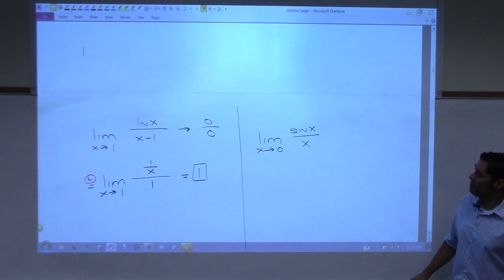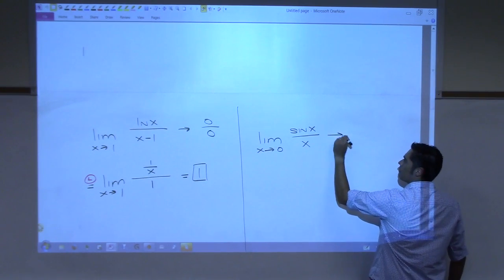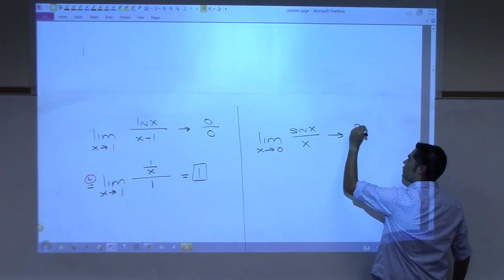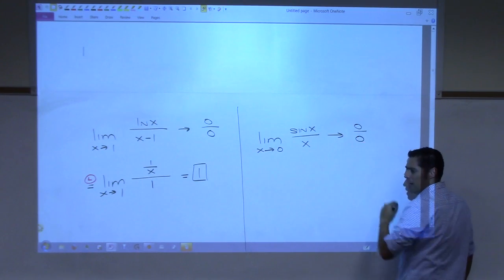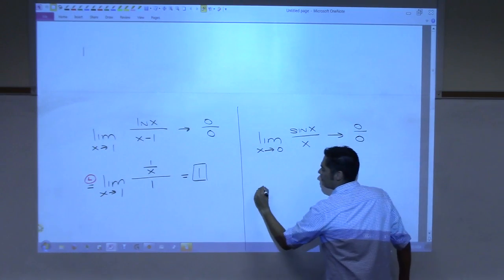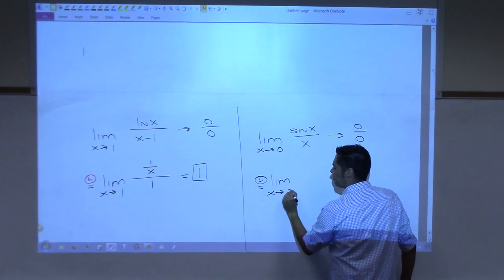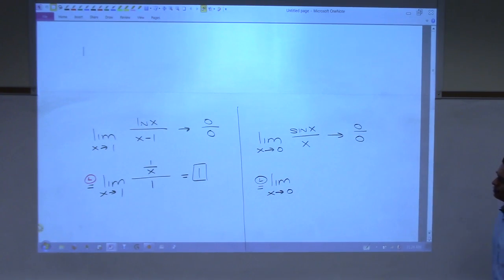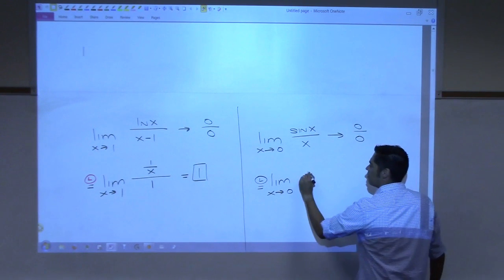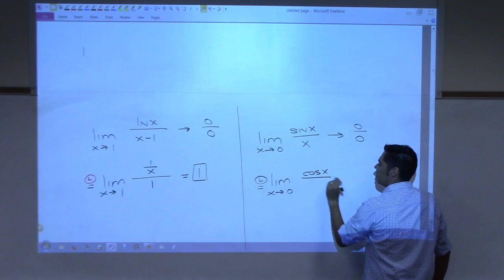So do we have the form that we need to use L'Hopital's rule? Sine of 0 is 0, so we get 0 on top, 0 on the bottom. We do have the form we need, so I'm allowed to use the rule. Here comes L'Hopital right here. And derivative of the top, cosine x, derivative of the bottom, 1.